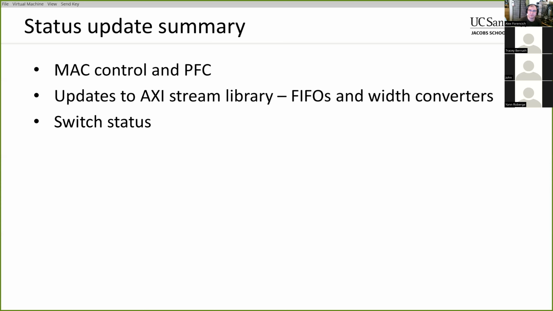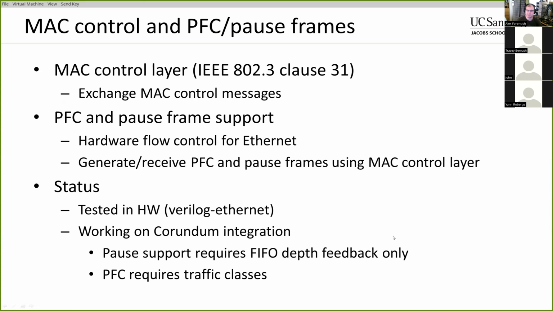Okay, so moving on to status updates. Three main things: MAC control and PFC, some updates to some AXI stream components, and then a few words on the current status of the switch project. All right, so MAC control and PFC/pause frames. I'm not going to go into too much detail because I talked about this the last couple of meetings, but the MAC control layer is to exchange messages between the MACs themselves at the ends of a link. They're not really intended to be passed up to higher layers of the stack. These are used primarily for things like PFC and pause frame support, which are hardware flow control for Ethernet.